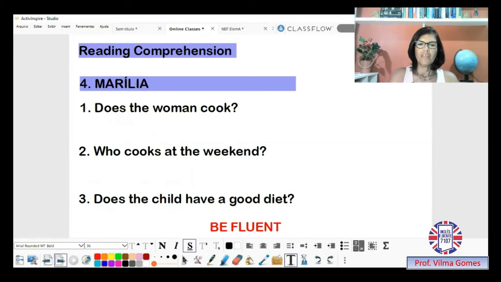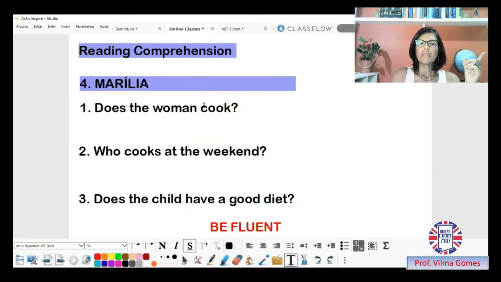Let's check. Number 4 is about Marilia. Now we're going to check Marilia's opinion about the people, right? The people she lives with, yeah? Where she works as an au pair. So, what's her opinion about the woman, right? About the man, about the child, right? So, does the woman cook? Question number 1. Does the woman cook? Question 2. Who cooks at the weekend? Who cooks at the weekend?